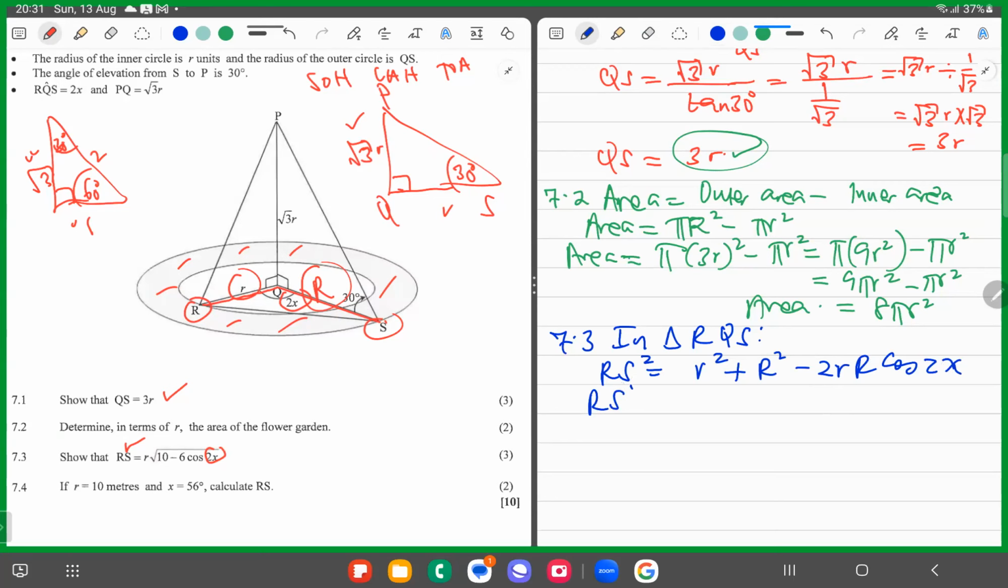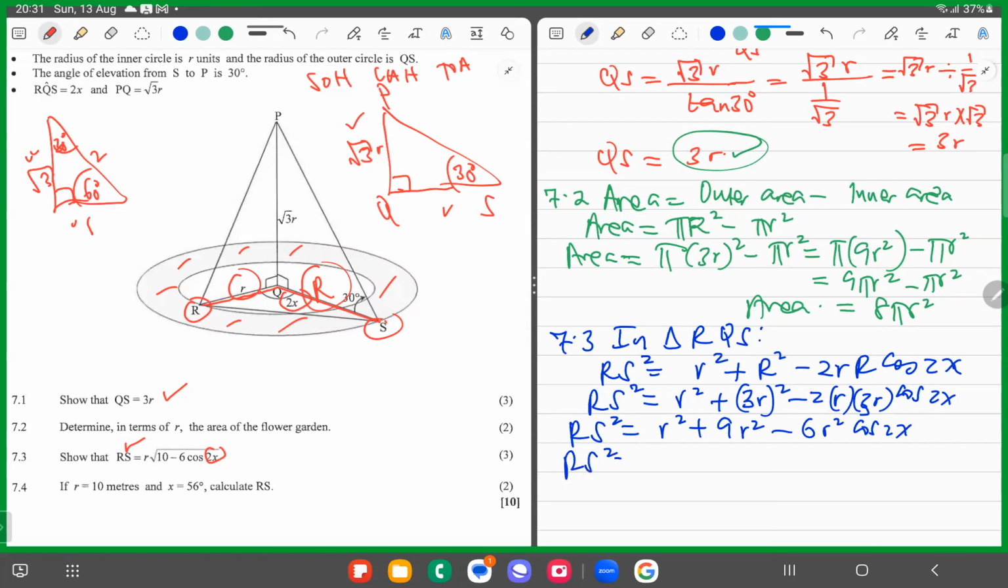So RS squared: small r plus this big R is the same as triple R, so minus 2R into 3R cosine double x, which means that we have RS squared equals R squared plus 9R squared minus 6R squared cosine 2x, which means RS squared is 10R squared minus 6R squared cosine 2x.